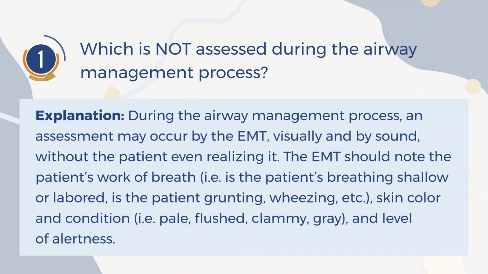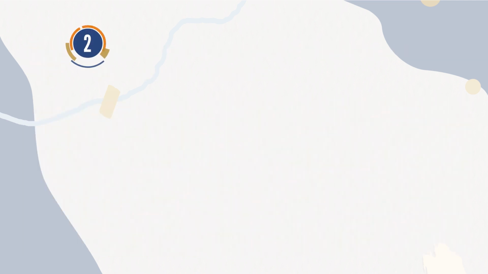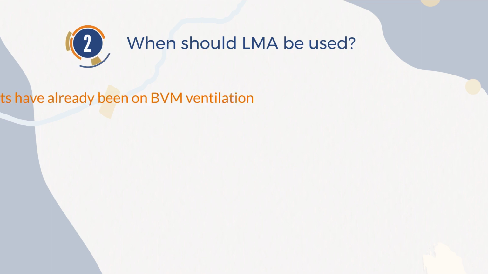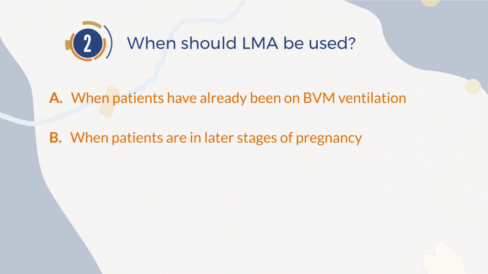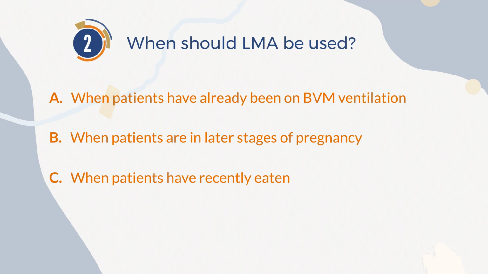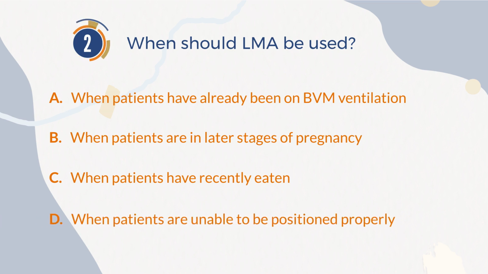of alertness. Number 2. When should LMA be used? A. When patients have already been on BVM ventilation. B. When patients are in later stages of pregnancy. C. When patients have recently eaten. D. When patients are unable to be positioned properly. The correct answer is D.